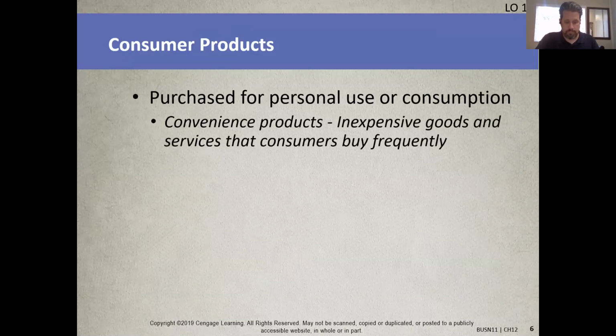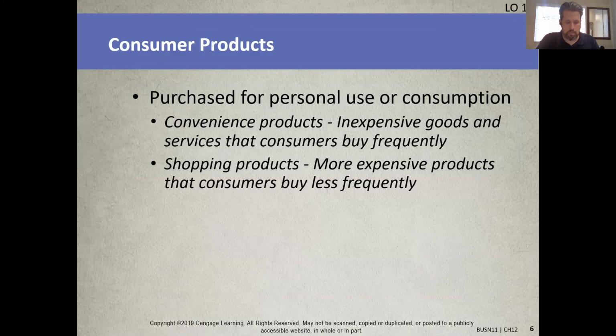Convenience products are inexpensive goods and services that consumers buy frequently and with limited consideration analysis. Think a pack of gum, right? Craving a pack of gum, how often do we actually look at the different brands and analyze price points? No, we go to the store, we grab a pack of gum, and we go. Not much thinking going on there.